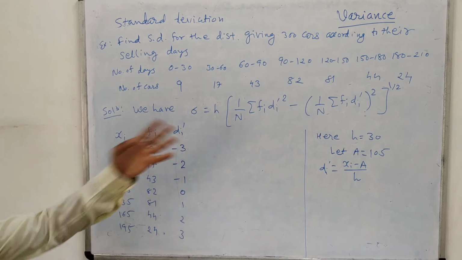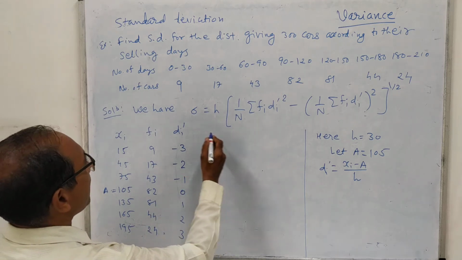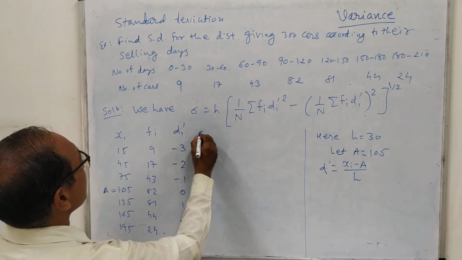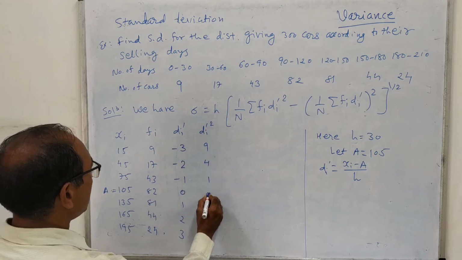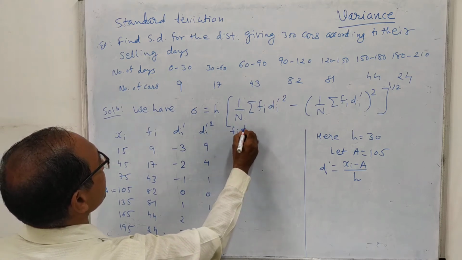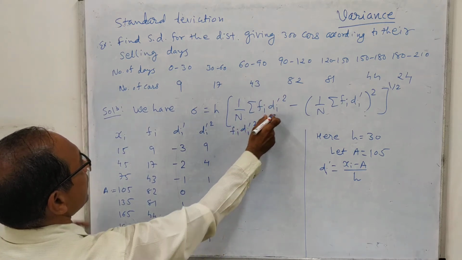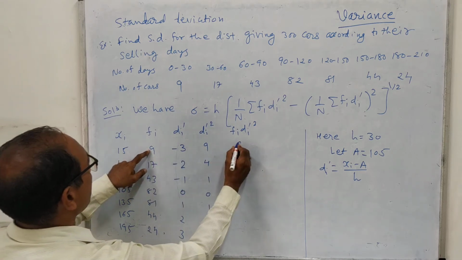So you can observe that the numbers have become very small and very simple, so the manual calculation can be done very easily. Okay. So now what will we find out after di dash? We will find out di dash square. That means it is 9, 4, 1, 0, 1, 4, 9. Then we will find out fi di dash square.